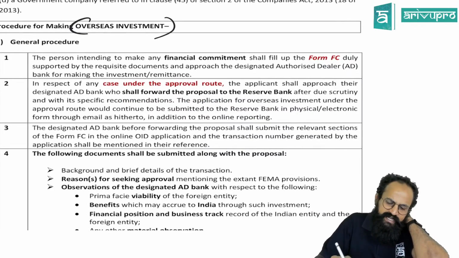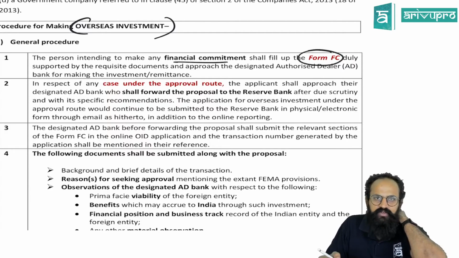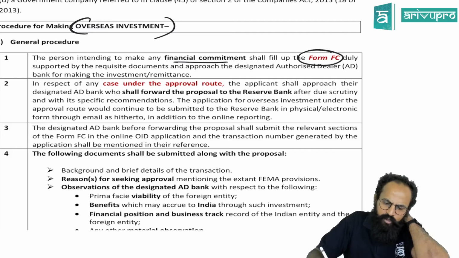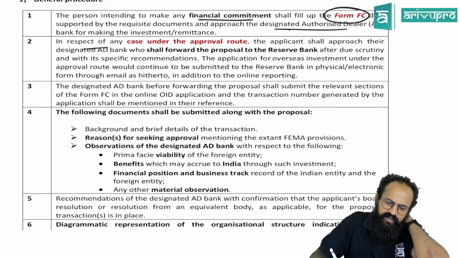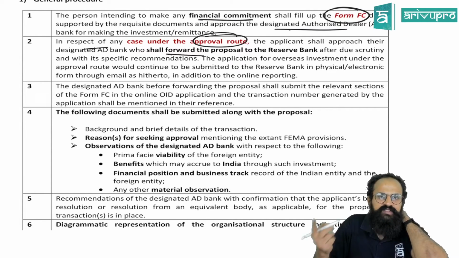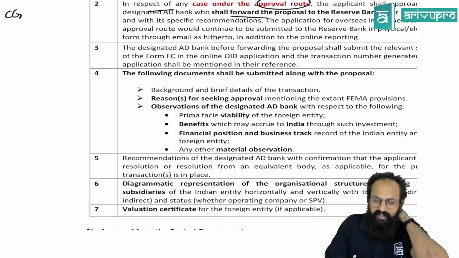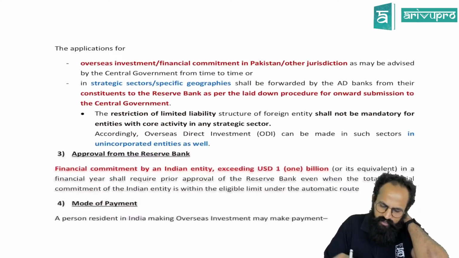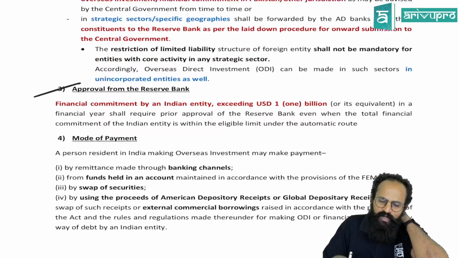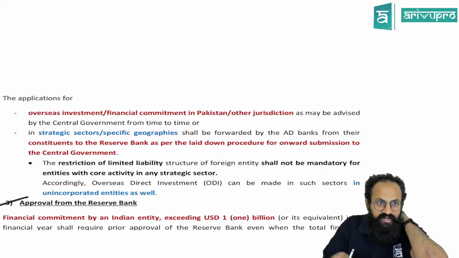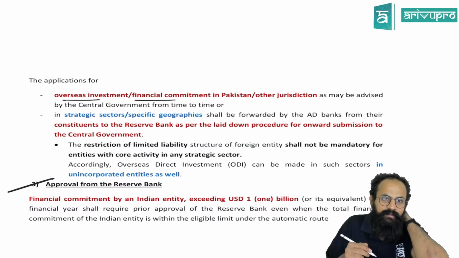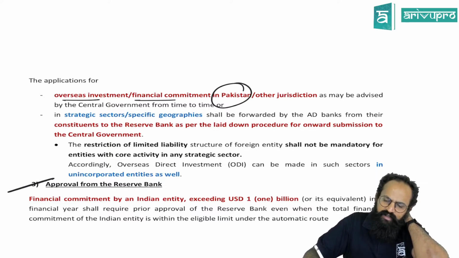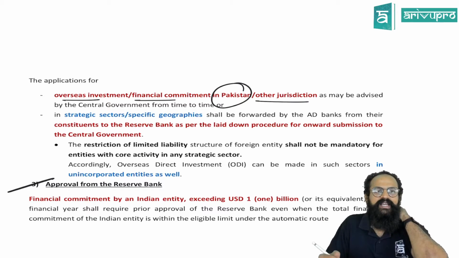The person intending to make financial commitment will fill the Form FC and approach the designated AD Bank. In respect of cases under the approval route, it shall be forwarded to the Reserve Bank or central government as the case may be. Now that is given here. See here, approval from central government, approval from Reserve Bank. When do we need approval from central government? Approval from central government is required when the application for overseas investment or financial commitment is in Pakistan or any other jurisdiction as advised by central government.